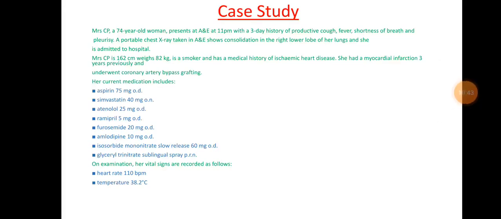it states that a 74-year-old woman, so she is elderly, presents at A&E at 11 p.m. with a 3-day history of productive cough, fever, shortness of breath, and pleurisy. Portable chest X-ray shows consolidation in the right lower lobe of the lungs, and she is admitted to the hospital. Here are some details about the patient: medical history, the drugs which she is taking, and vital signs which are recorded.